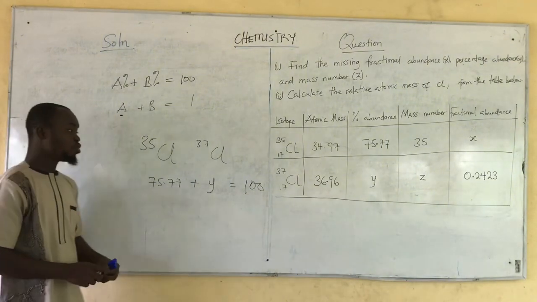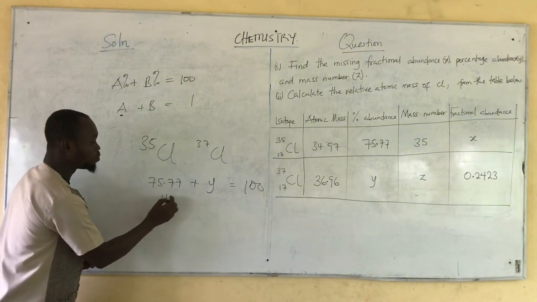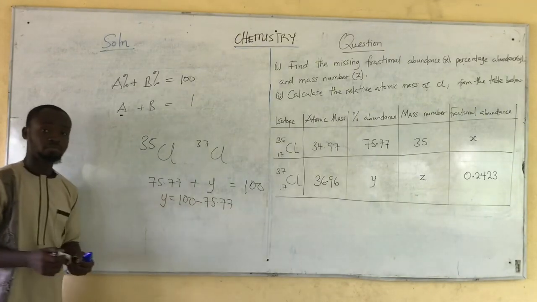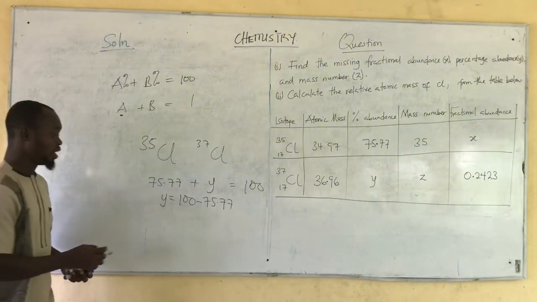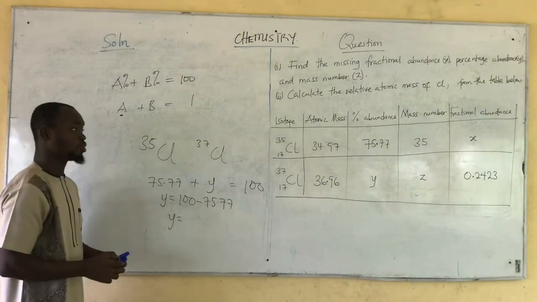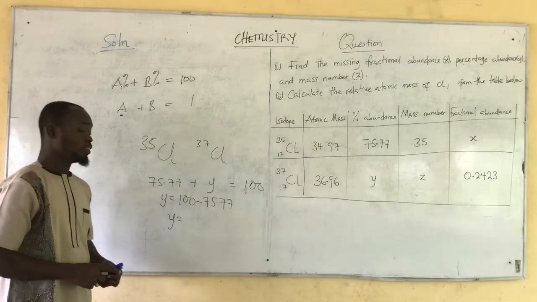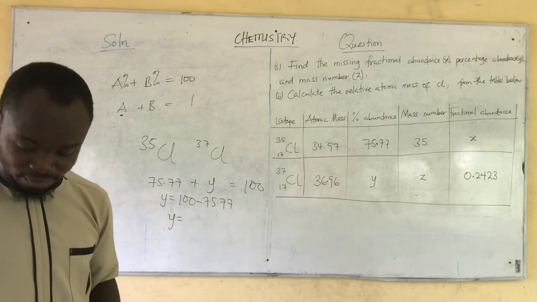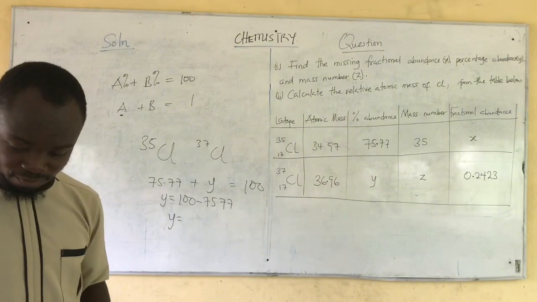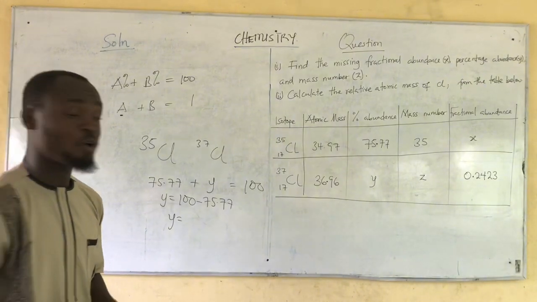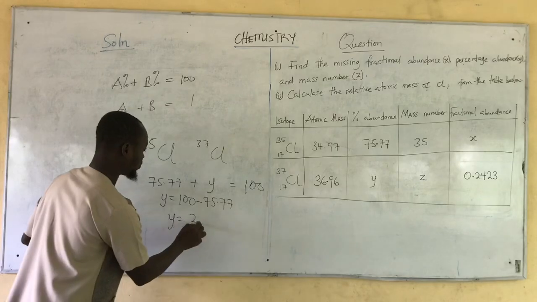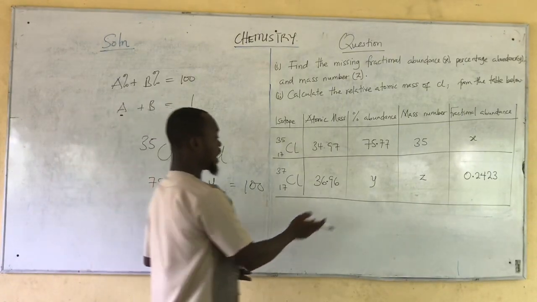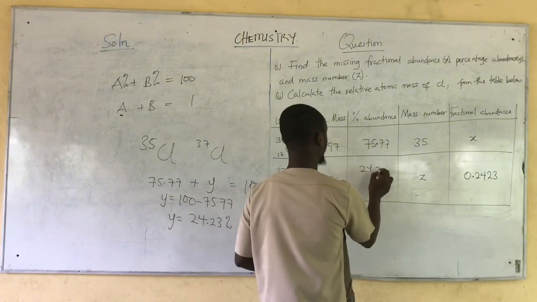So therefore, Y will be equal to 100 minus 75.77. And what will be Y? We can use our calculator to punch 100 minus 75.77. And the answer is 24.23. 24.23%. So the value for Y here is going to be 24.23.